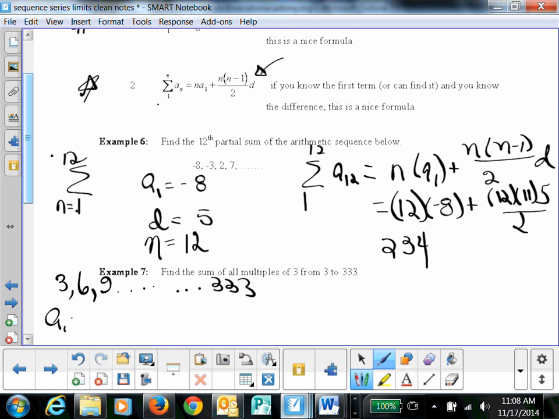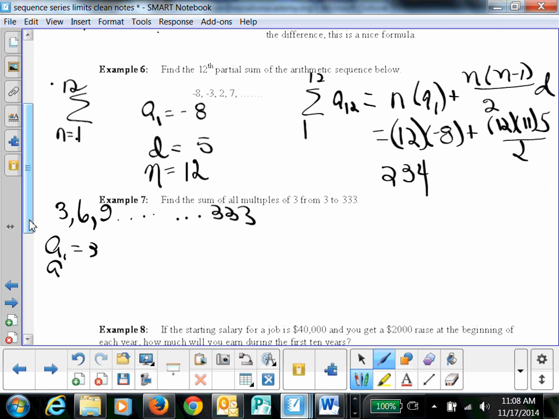So I know my first term is 3. My last term, I don't know what my n is here, is 333. What is my n? It's multiples of 3. My first term is 3. I don't want 1 or 2. So there's my first one. I'm going to take my ending value to figure out my n and divide that by 3, because I only have 111 terms if I'm taking every third one. So my n is 111. So the 111th term is 333.